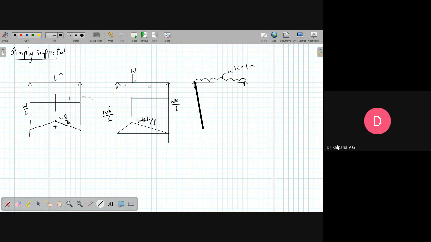As you know, for UDL, the shear force diagram is a linear one, hence the support reaction is W L by 2. Total load is W into L acting over a span L meter, and it acts exactly at L by 2, so point load is W L. Support reactions, it is exactly at mid, hence it is half of W L, W L by 2 here, and here it is W L by 2, linear line, so you have to connect it with two triangles.